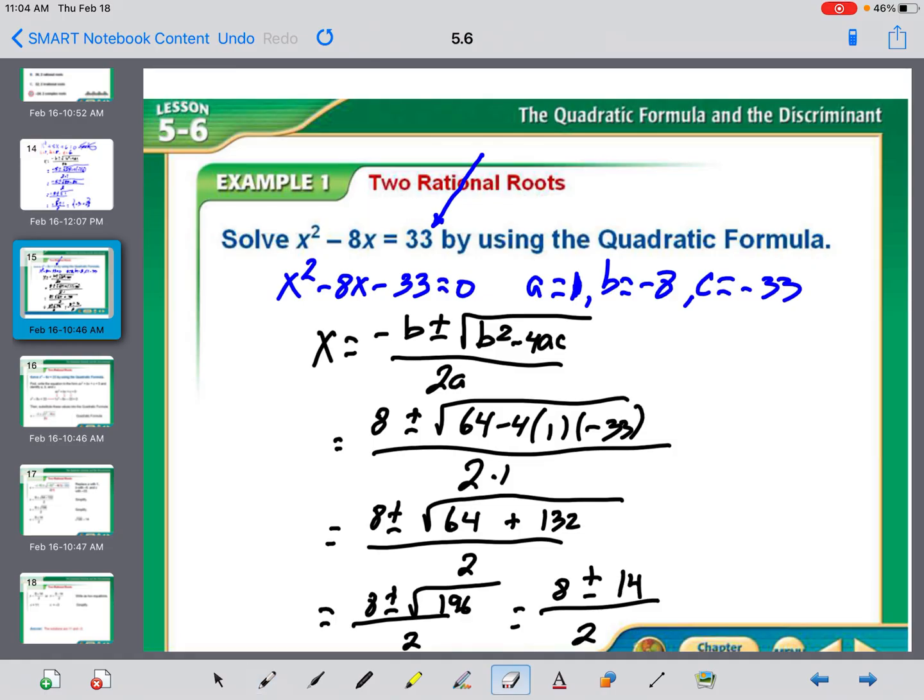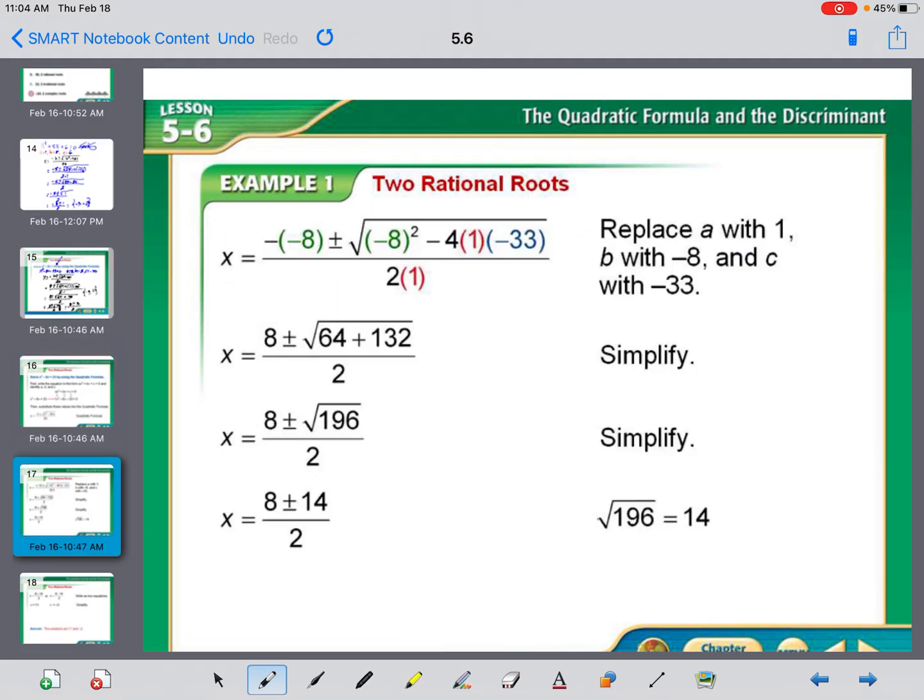is 14. And so when you do 8 plus 14, you get 22. Divided by 2, you get 11. When you do 8 minus 14, you get negative 6 divided by 2, which is negative 3. And that's your solution set. Notice that because this is a perfect square in here, you get two real solutions, two real rational solutions.